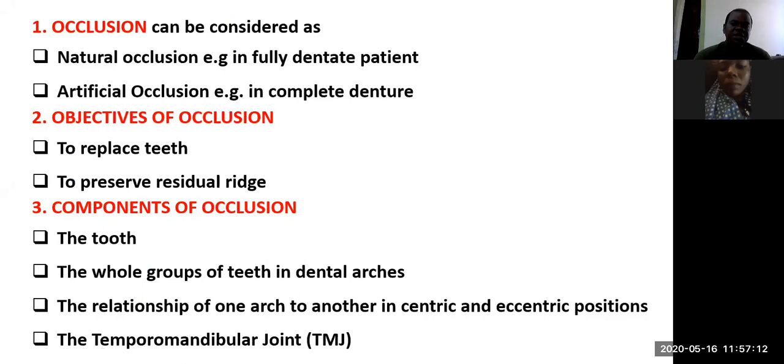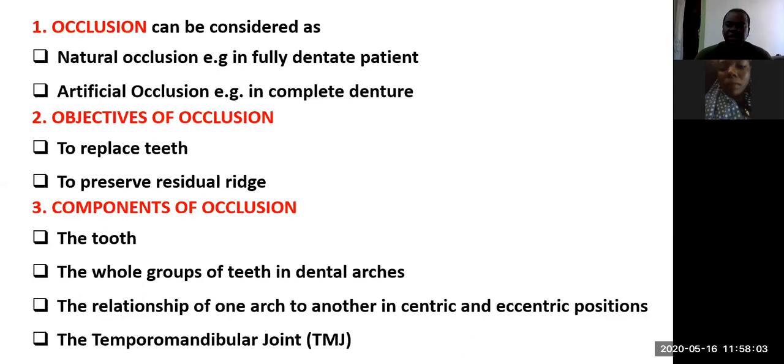So let's begin like this. Occlusion can be considered as natural or artificial. Natural occlusion evolves when a patient has all his teeth in place, no exception. Artificial occlusion is involved when a patient wears a full upper and lower denture. They will call it artificial. And what are the objectives of occlusion? The objective of occlusion is to replace teeth and to preserve the residual ridge. These are the two main ones. There are more.